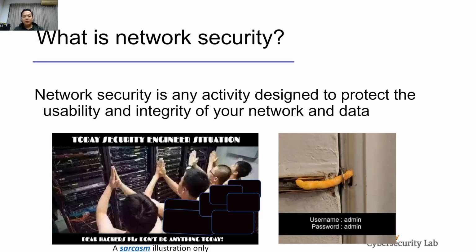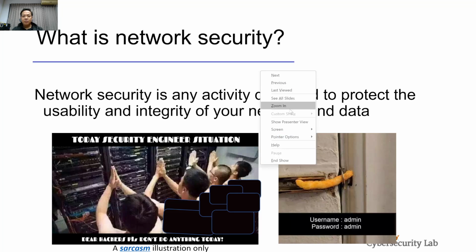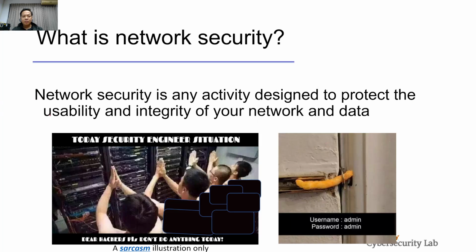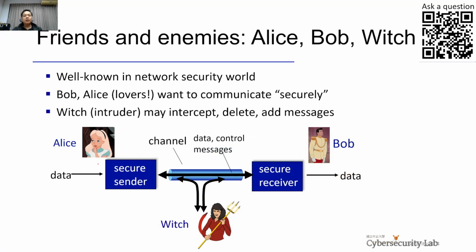So the official definition: network security is the kind of activity designed to protect the usability and the integrity of the network and data. Actually, network security is a broader term related to attack and defense. We can have a security attack that tries to exploit the network system and bring down the whole system. And before we go into detail, we need to define a model for the network first.